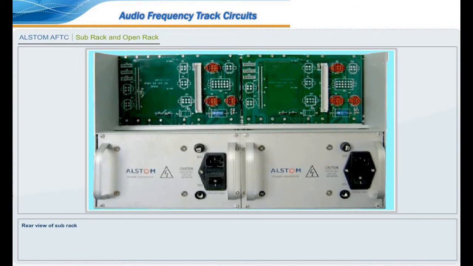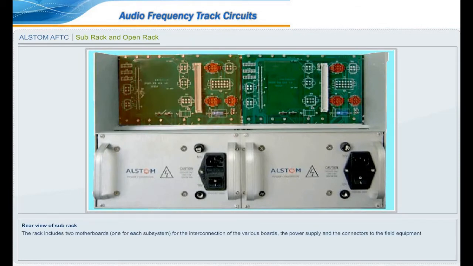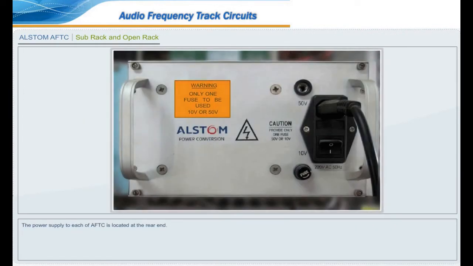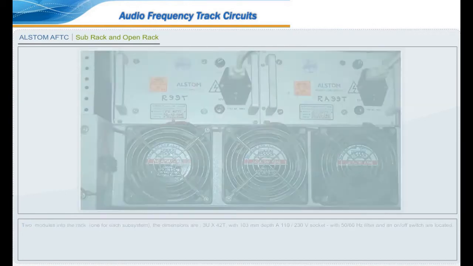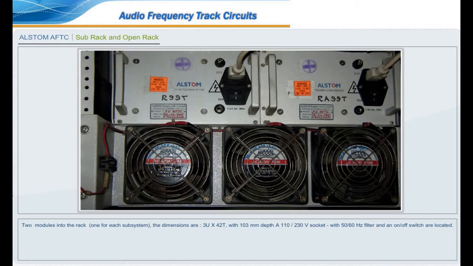Rear view of Subrack. The rack includes 2 motherboards, one for each subsystem, for the interconnection of the various boards, the power supply and the connectors to the field equipment. The power supply to each AFTC is located at the rear end: 2 modules in the rack, one for each subsystem. The dimensions are 3U by 4T, 2T with 103 mm depth. A 110 or 230 volt socket with 50 or 60 Hz filter and an on and off switch are located here.